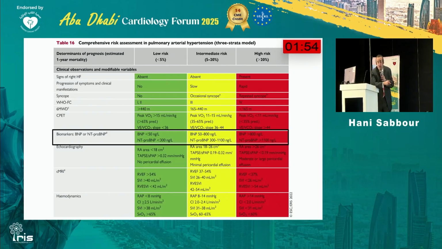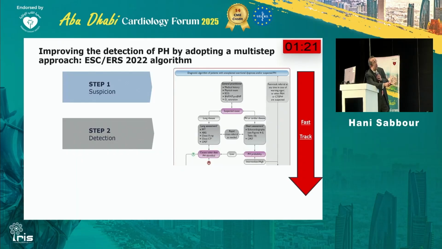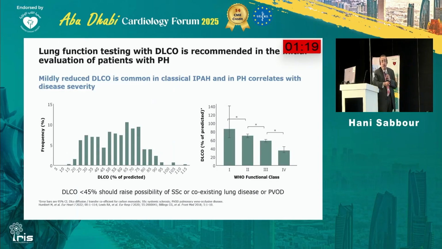What else do we need to look at? When I see the patient in the center, we're looking at signs of heart failure. We're looking at syncope. We do a 6-minute walk test every single visit for every single patient. We look at their echo liberally. What are we looking at in the echo? Right atrial area. TAPSE divided by the pulmonary artery pressure. Any pericardial effusion in a pulmonary hypertension patient is a high-risk marker. Pericardial effusion here is not benign. It indicates severe RV dysfunction. And only no pericardial effusion is accepted, some cardiac MRI features, but of course the king of all of this is hemodynamics. So the fast track is to look at the tests.